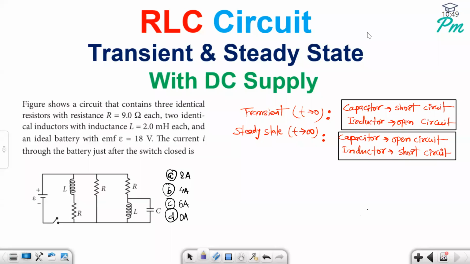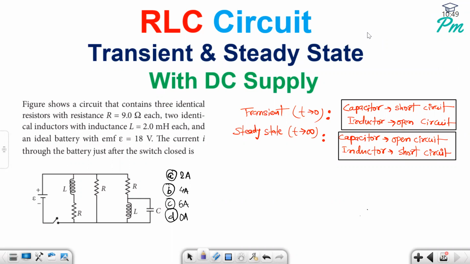Hello, dear friends. Today we will discuss RLC circuit, transient and steady state with DC supply. Very important concept and very important for the exam like NEET and JEE. So let us discuss some basic concept regarding this circuit.